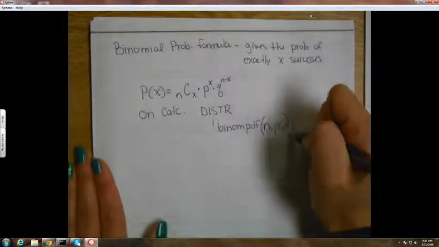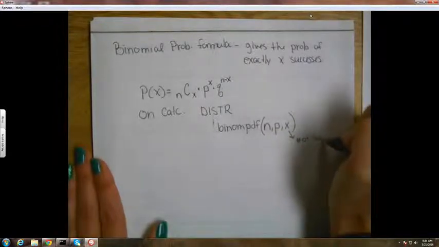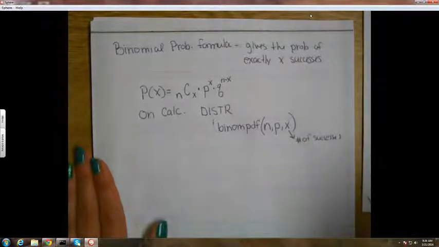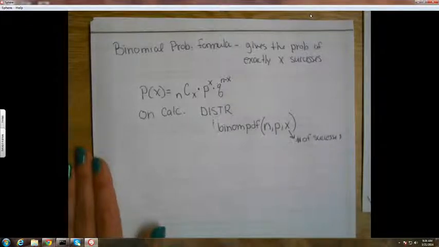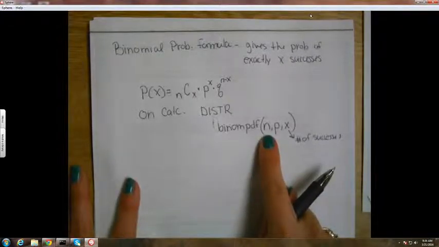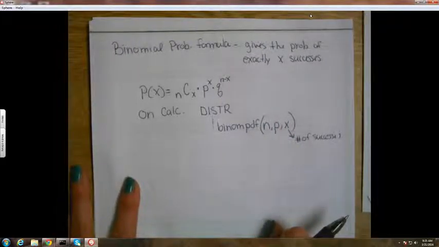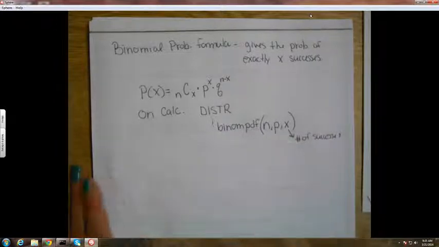So X is the number of successes, remember. Whatever we're looking for, like that 10-question quiz, it could take on 0 or any value through 10. So what's the probability that I get all 10 correct by guessing? I can plug those numbers in here. 10 trials, 0.25, 10 successes, and it will give me the probability that I guess all 10 correct. Not very likely.